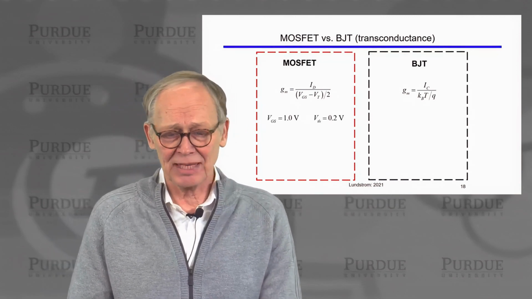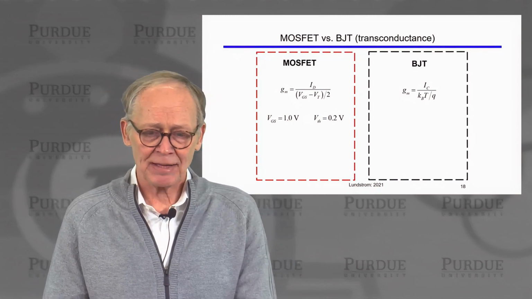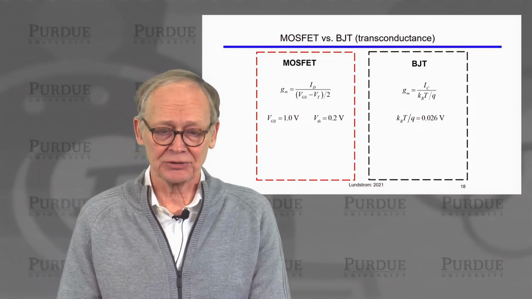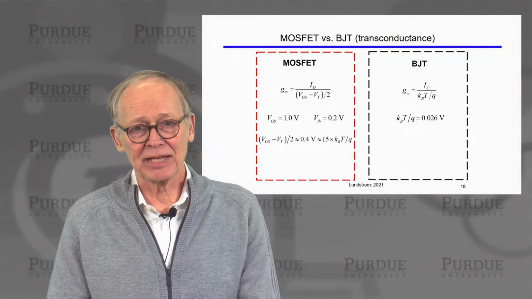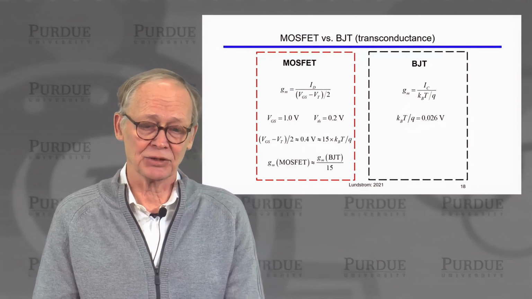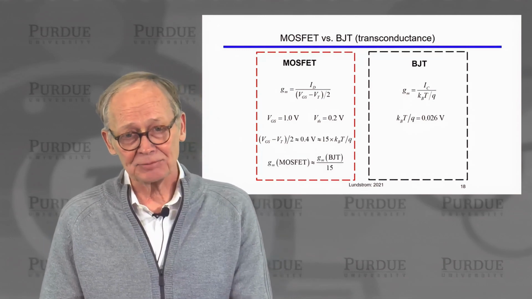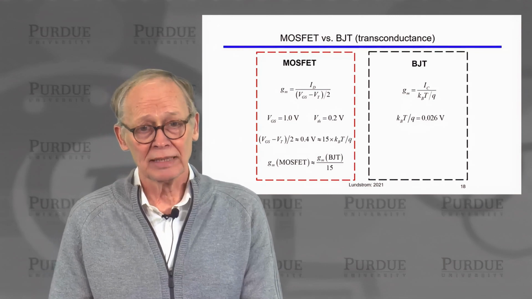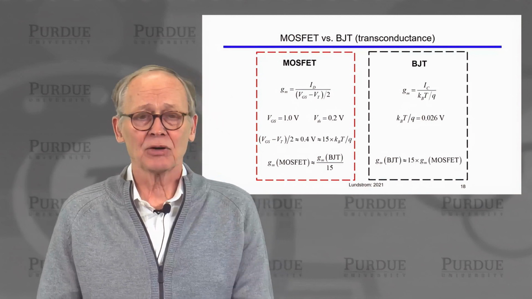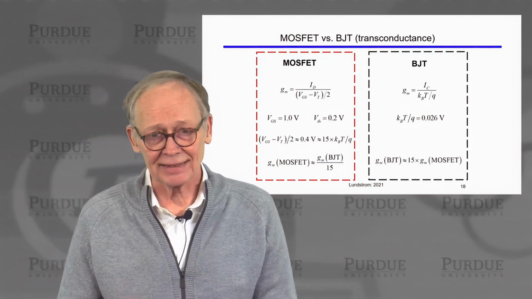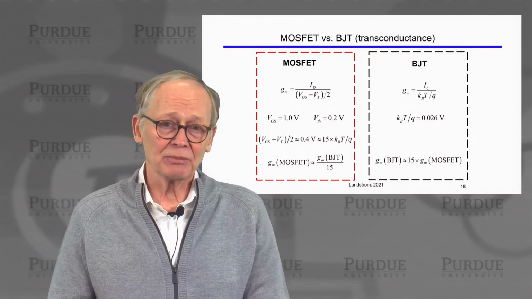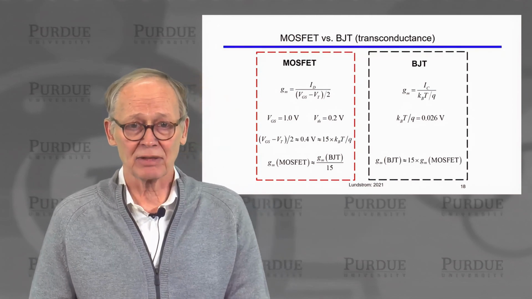Now, some typical numbers, maybe a gate to source voltage of 1 volt, a threshold voltage of 2/10, kT over q at room temperature is 0.026. So if we compute (VG minus VT) divided by 2, we find out that it's about 15 times larger than kT over q. What that means is that the MOSFET transconductance is about 15 times smaller than the bipolar transistor, or the bipolar's gm is 15 times larger. So, bottom line, bipolar transistors have a significantly larger transconductance, an order of magnitude or more. That's extremely useful for RF applications, analog applications.